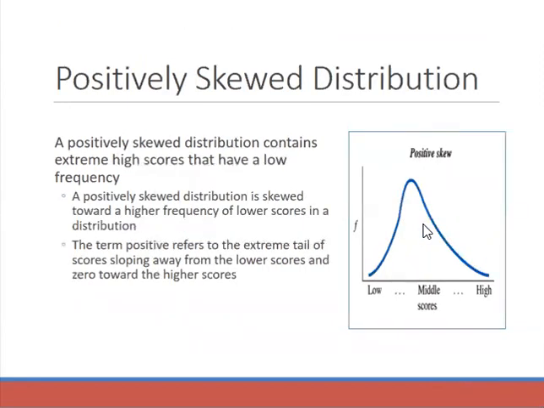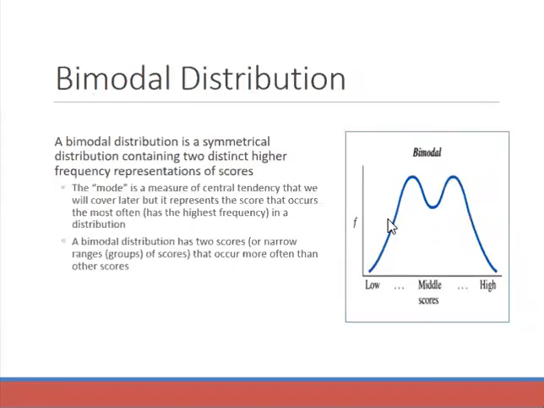A positively skewed distribution contains extremely high scores that have a low frequency. So a positive skew has a tail that's towards the higher end of the distribution. And again, the scores tend to cluster around the lower end.